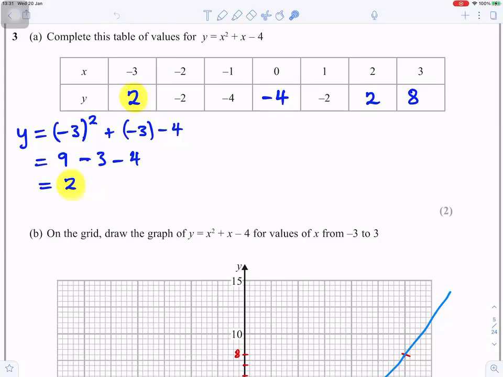And you can do the same and substitute 0. 0 squared plus 0 minus 4 gives you minus 4. And you substitute 2: 2 squared plus 2 minus 4, and you will get 2. And you substitute 3: 3 squared plus 3 minus 4, you'll get 8. But you can use your calculator to do this table.